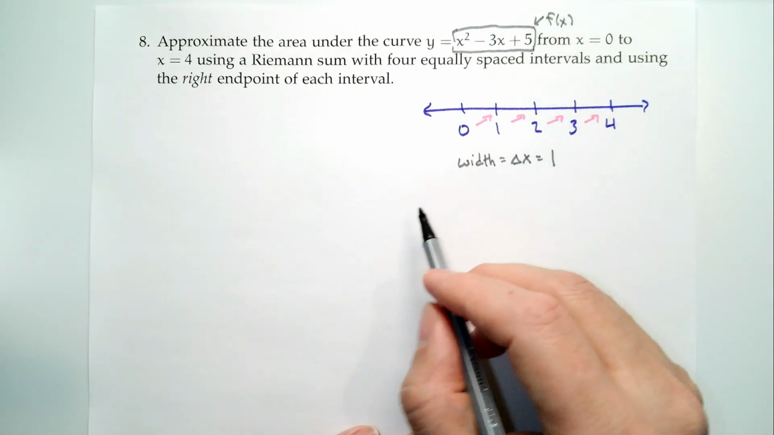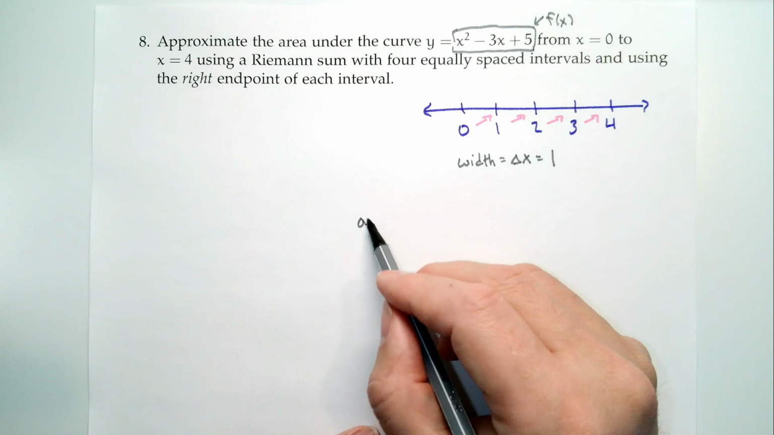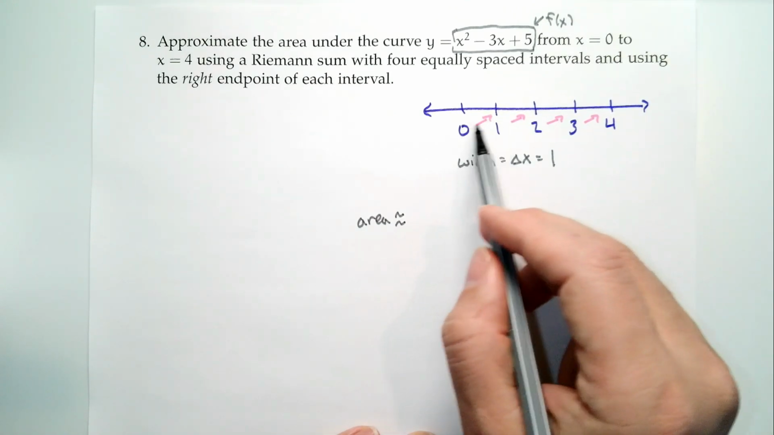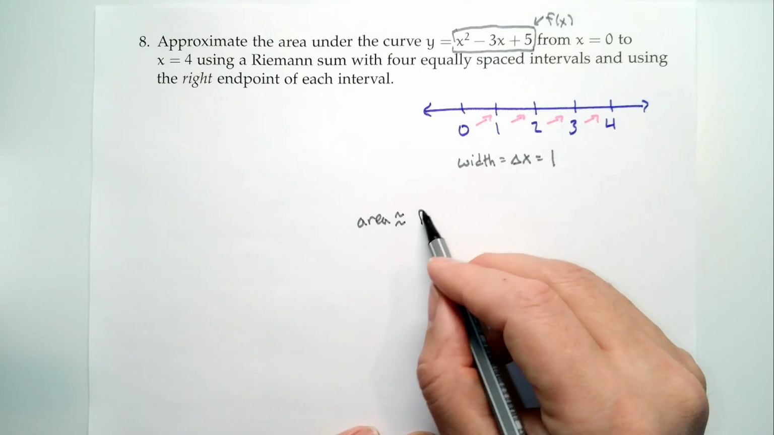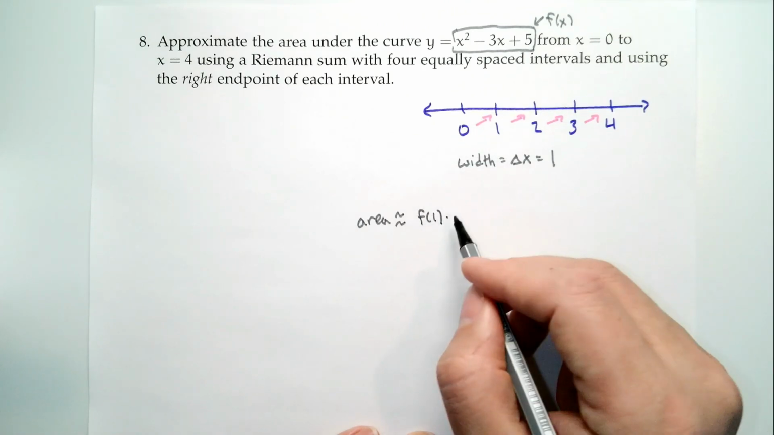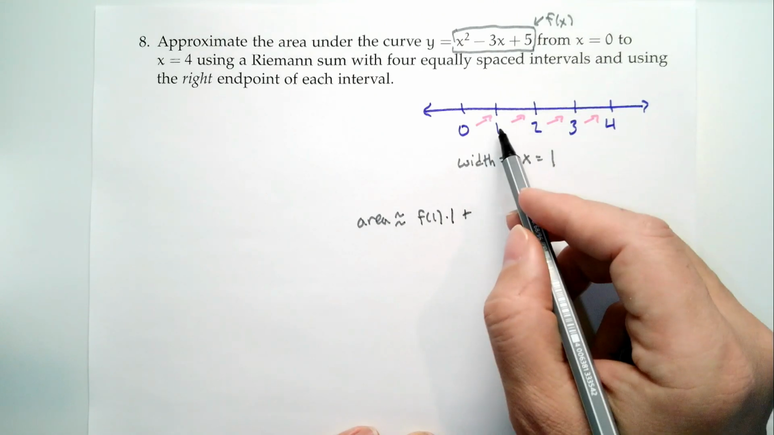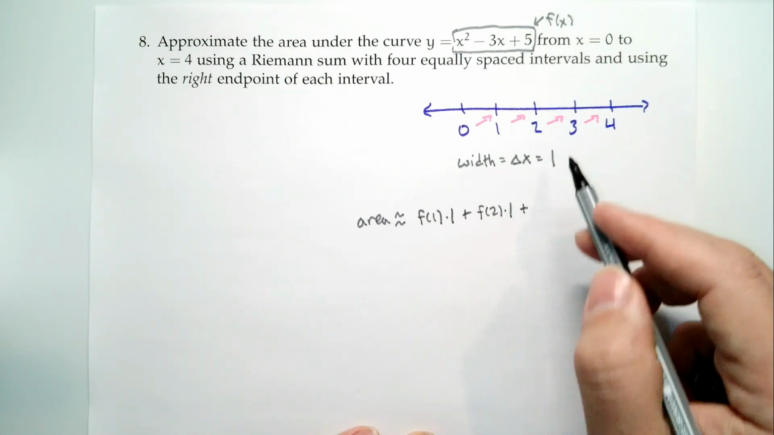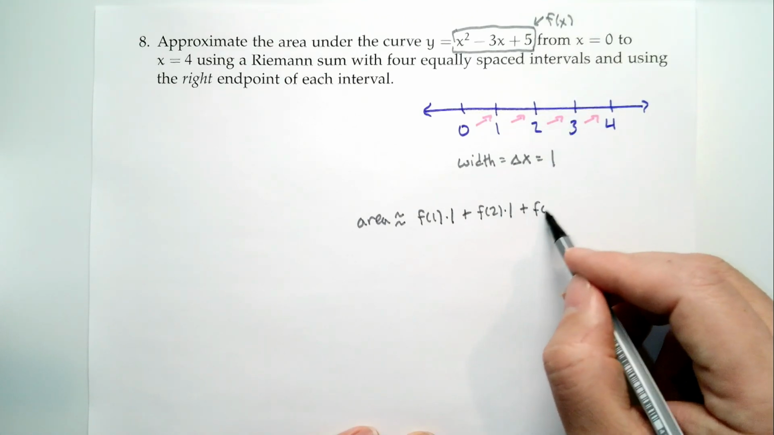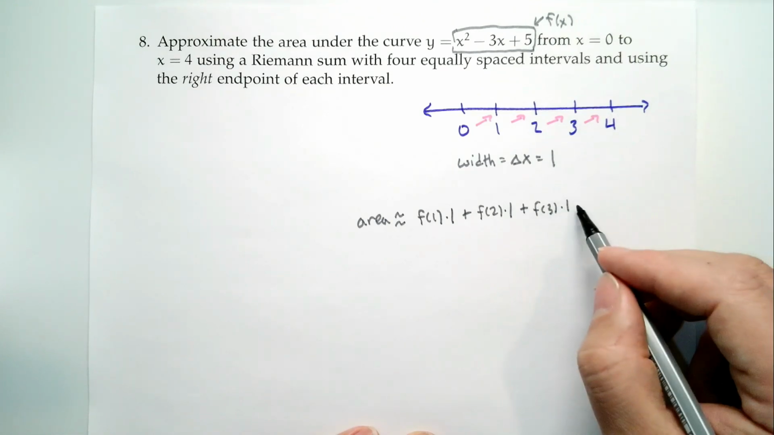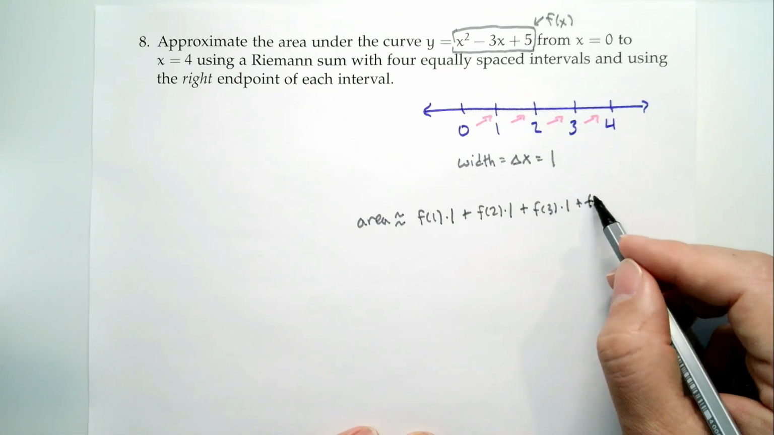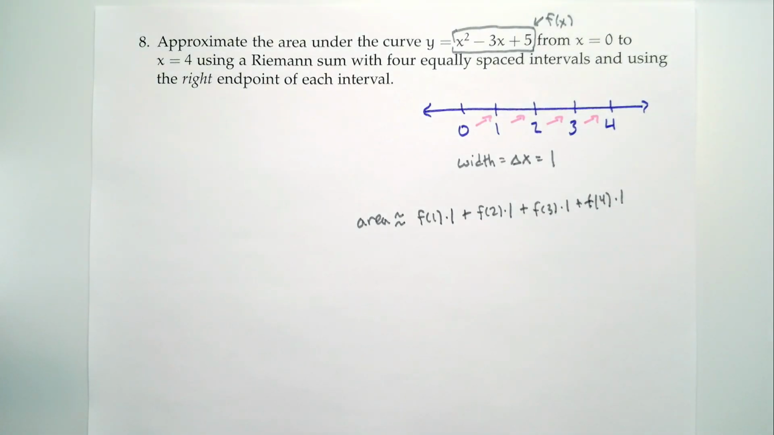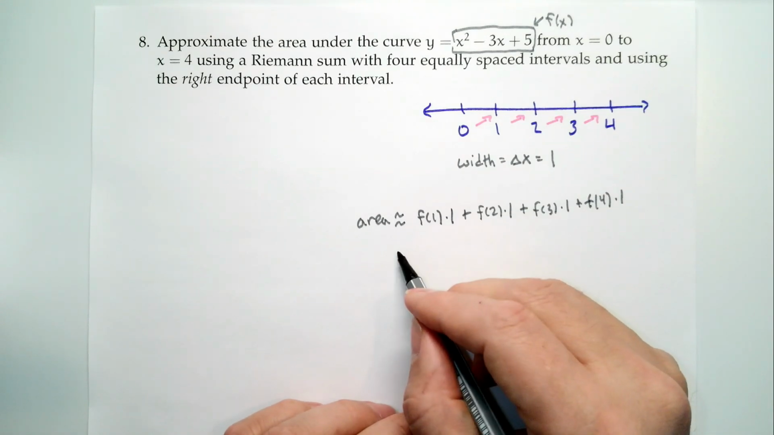then what we get is that the area is approximately, well, for the first interval, we're going to take the function at 1 times the width of the interval. For the second interval, we take the function at 2 times the width of the interval. For the third interval, we take the function at 3 times the width of the interval. And for the last interval, we take the function at 4 times the width of the interval. So now we need to evaluate.